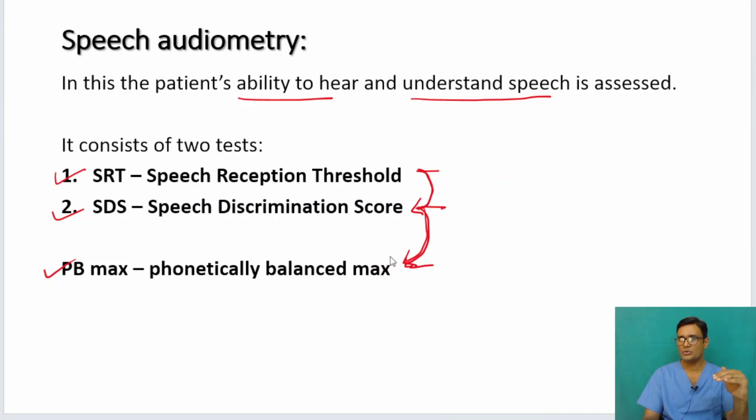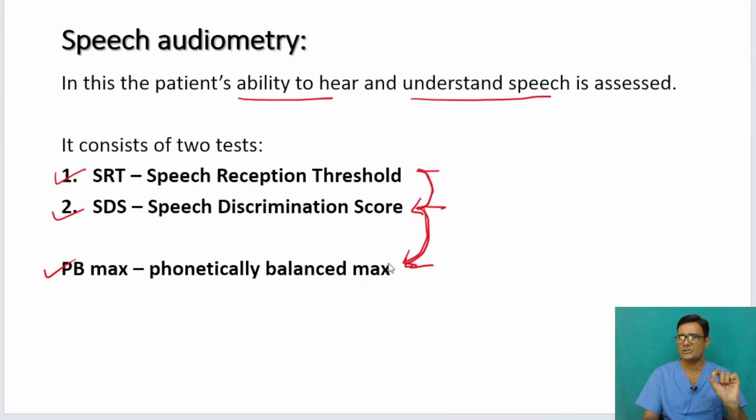Speech discrimination score, what do you do? You take the speech reception threshold and you add 30 decibels to it. It is a supra threshold level. So you are giving 30 decibels on top of the speech reception threshold, and you give a number of words to the patient and you calculate a percentage. So speech discrimination score is a percentage of the words which are repeated correctly by the patient. So you give a number, say 10 words to the patient, and out of them the patient can repeat 80%, 90%, 100%, 70%, depending on the patient's pathology. That becomes the speech discrimination score.